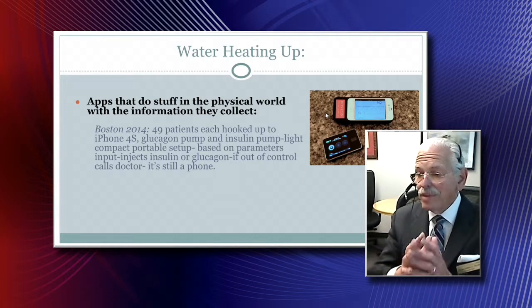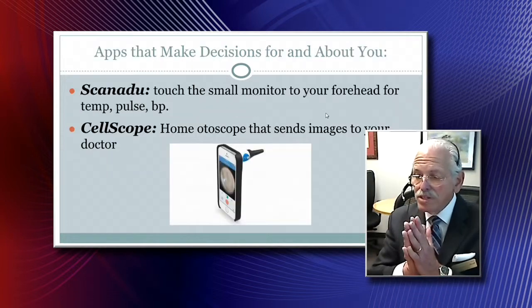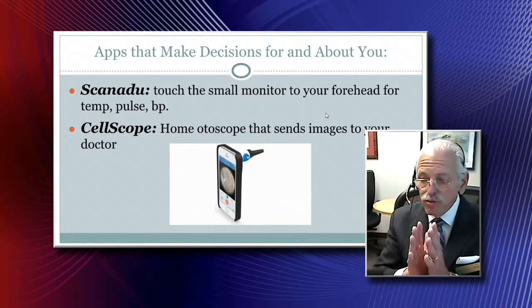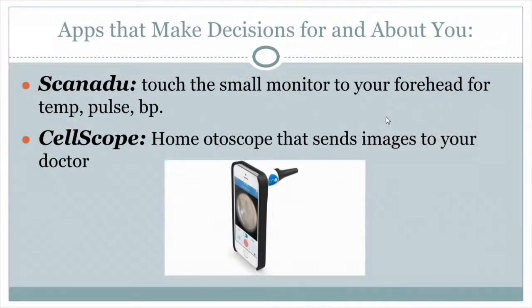So some of the apps that make decisions for and about you include Scanadu, where you can touch a small monitor to your forehead, get temp and pulse and blood pressure and heart rate and rhythm and all that stuff, or a CellScope that actually can look in the ear and send an image to your doc.